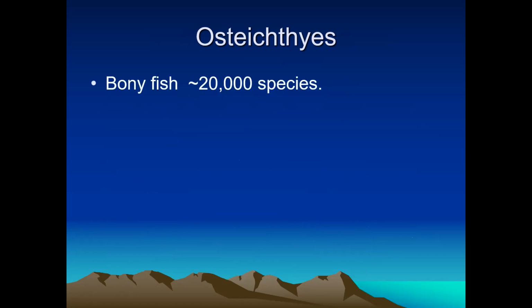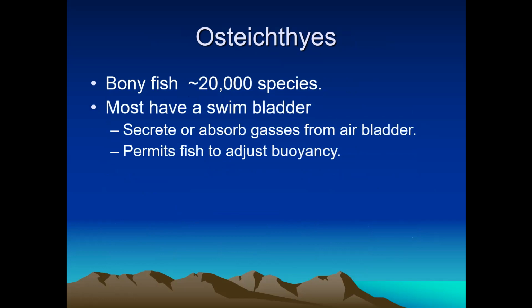Osteichthyes are bony fish. And these are the fish that you're most likely to think of when I say the word fish. If you think of any fish, it's probably going to be this. Chances are the fish you keep in your aquarium, if you've got an aquarium, belong to this category. The fish we eat, generally speaking, most examples are going to be in this category. They secrete or reserve gases from an air bladder, and that allows them to adjust their buoyancy. So they can swim shallow, they can swim deep.